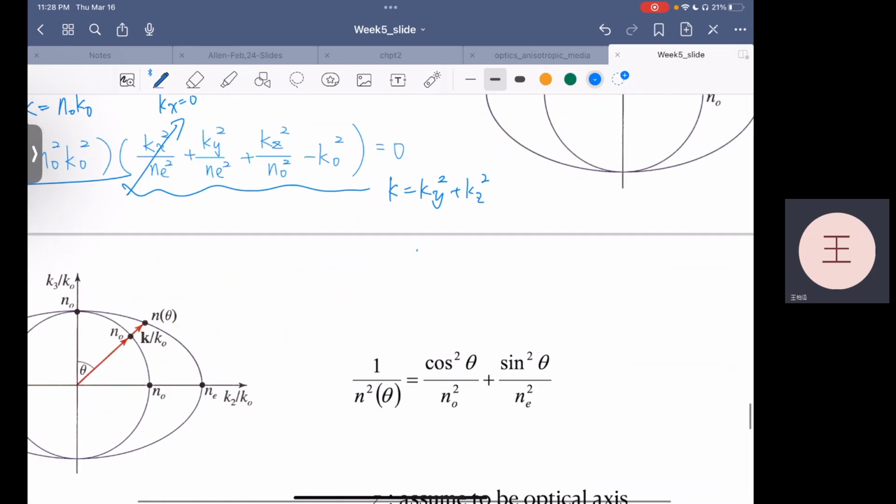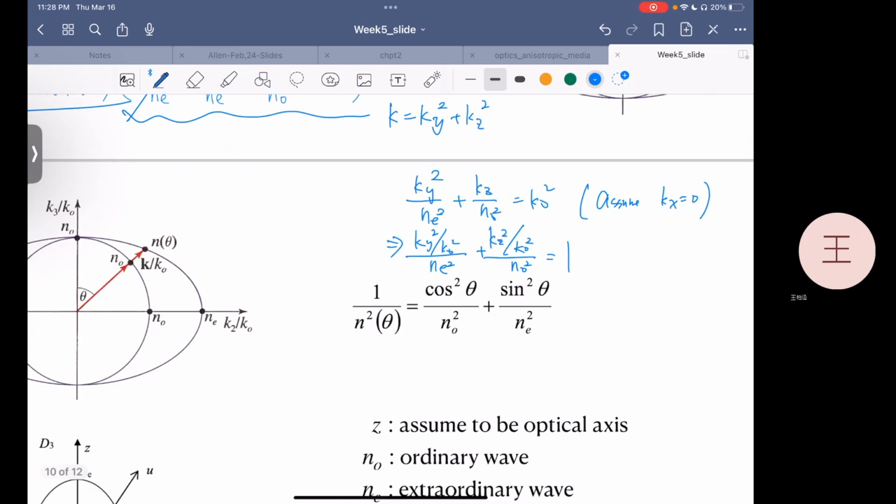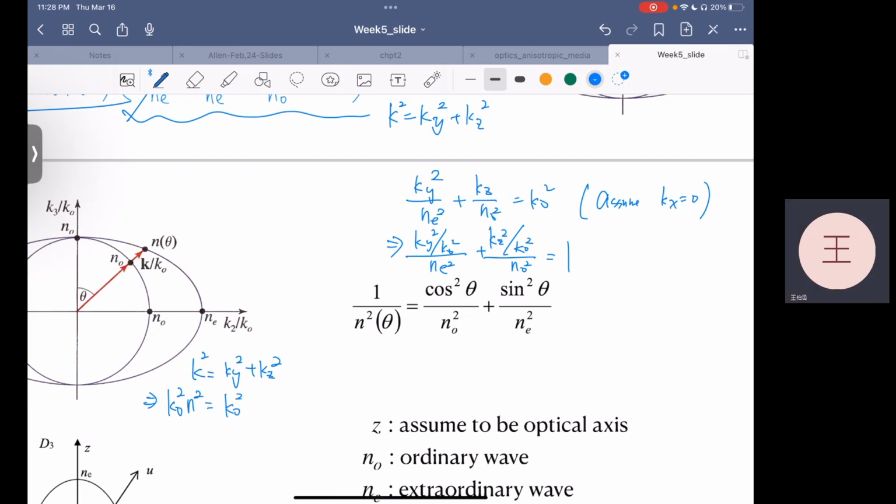And so now we'll just do some derivation. So we have this term, right? Because we assume kx equals 0. And then we'll divide both sides by k0 squared. So now we know that k squared equals ky squared plus kz squared. And with the refractive index taken into consideration, the y-axis is the ordinary axis. The z is the extraordinary.